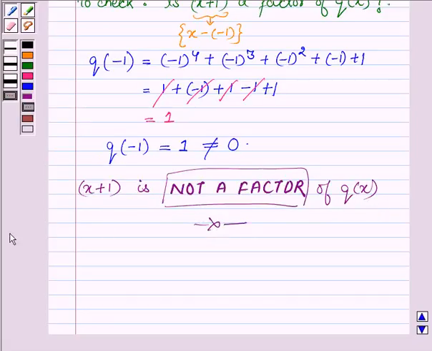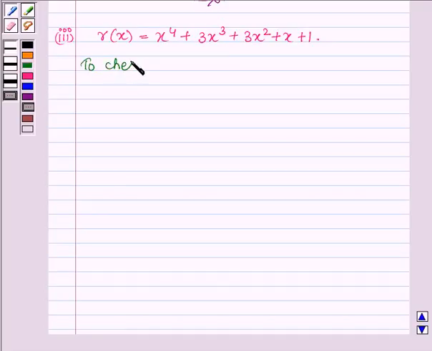So this completes the second part. Now proceeding on to the third part, and let us name the polynomial as R(x), which is equal to x raised to the power 4 plus 3x cube plus 3x square plus x plus 1. And we have to check is x plus 1 a factor of R(x).